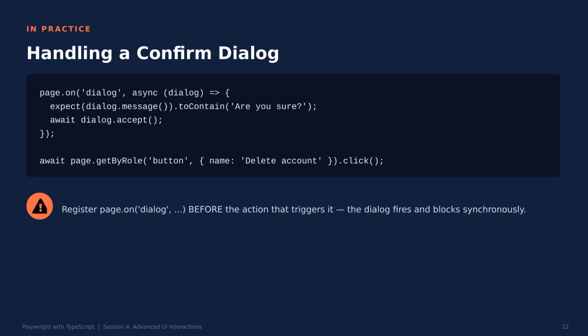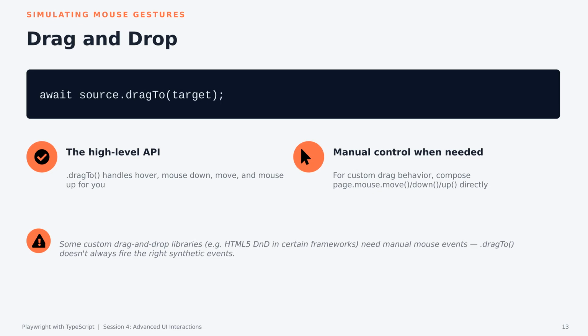Let's move on to drag and drop. There's a high-level API for this, and it's refreshingly simple. Await source.dragTo(target). That one call handles hovering, mouse down, moving, and mouse up, all for you automatically. But there's also manual control available when you need it.